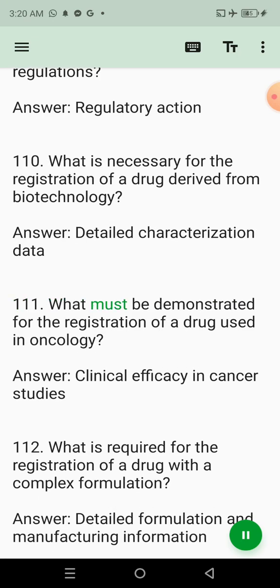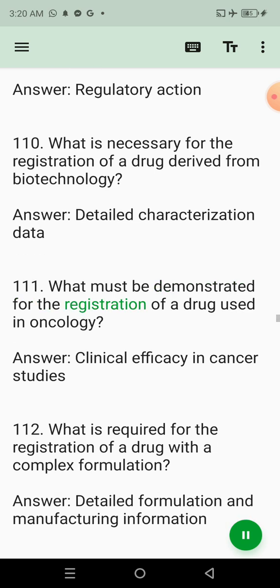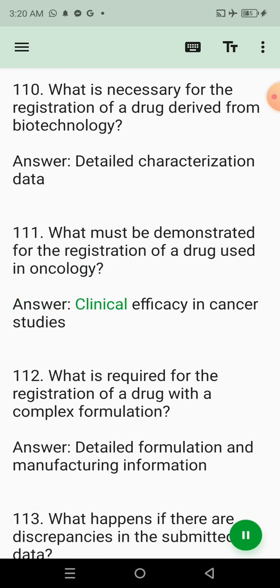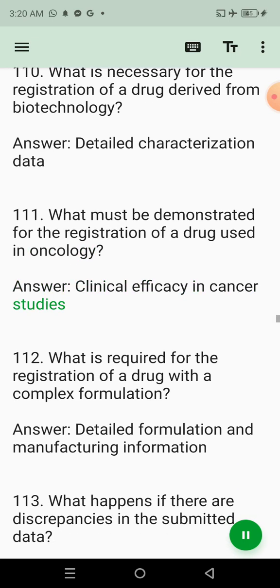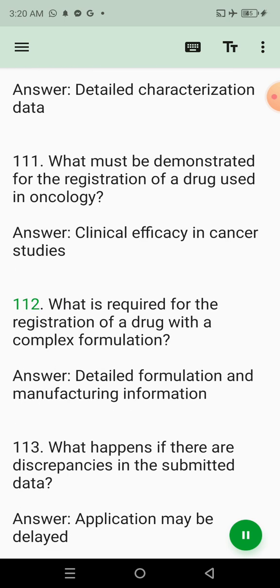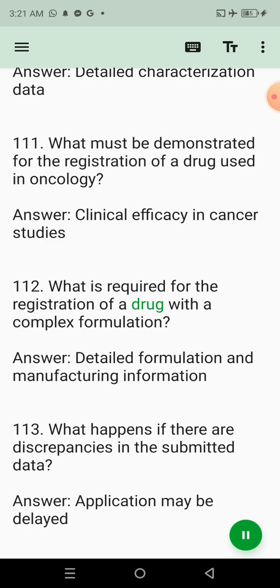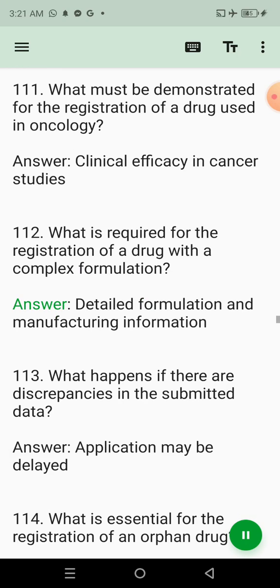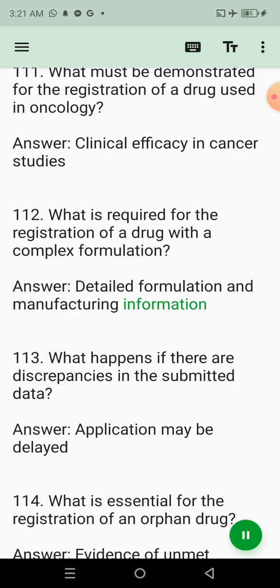111. What must be demonstrated for the registration of a drug used in oncology? Answer: clinical efficacy in cancer studies. 112. What is required for the registration of a drug with a complex formulation? Answer: detailed formulation and manufacturing information.